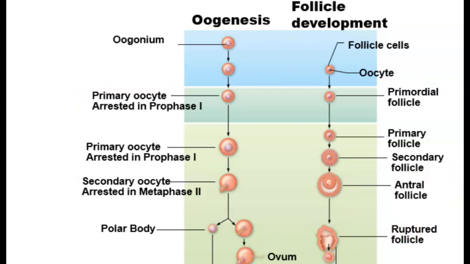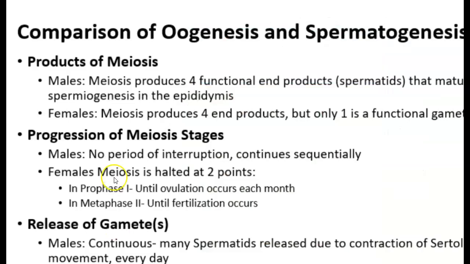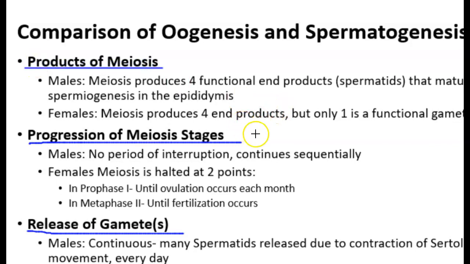Kind of complicated. So let's just compare what we know between oogenesis and spermatogenesis. We know that the products of meiosis are a little bit different between males and females. We know that meiosis, forming a mature gamete, is a little bit different as far as how well it progresses or if there's any periods of interruption. We also know that the release of gametes occurs slightly differently. So let's first just look at the products of meiosis.